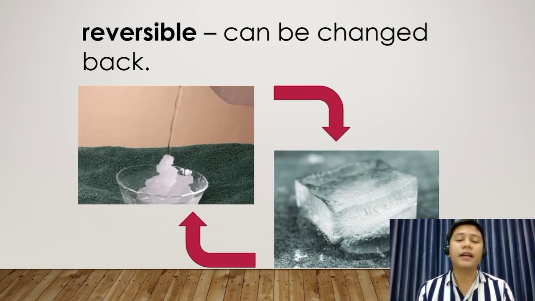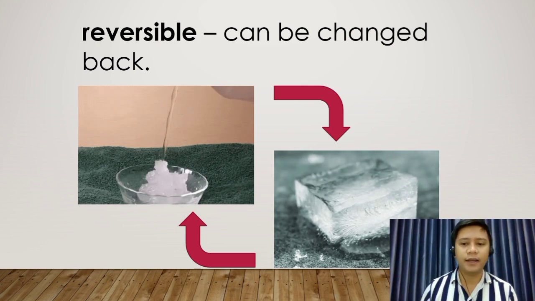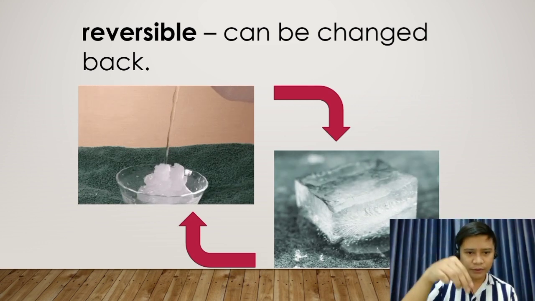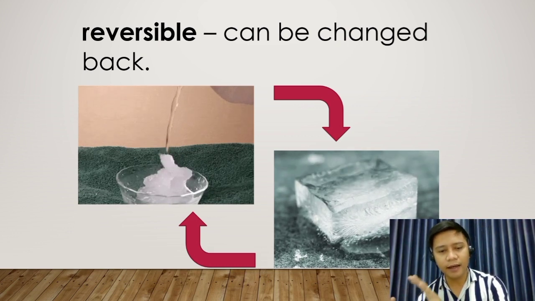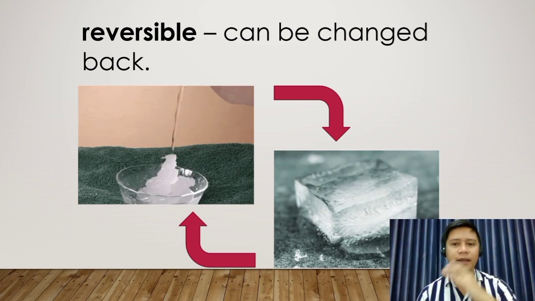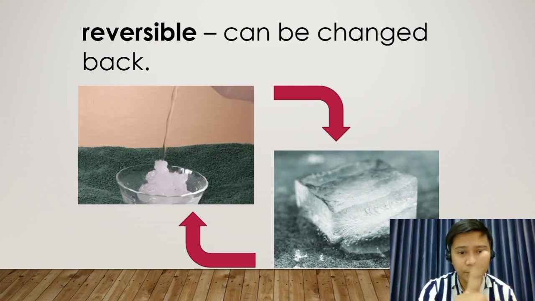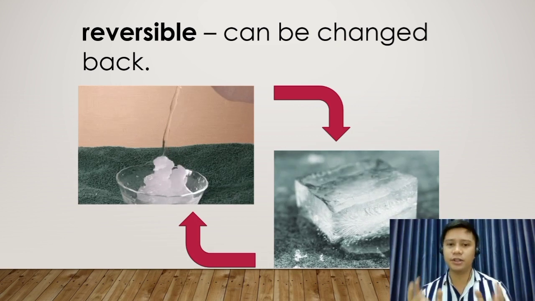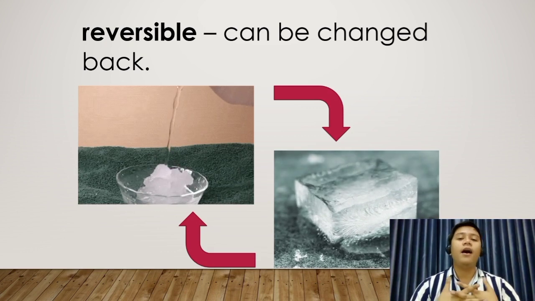Reversible. When we say reversible, it can be changed back. Let's look at the example. As you can see, the water will become ice, and in the other picture, ice will become water. So it's like a change back, by its physical nature. Again, the water will become ice, and then the ice will become water. So it can be changed back. This process or physical change is what we call reversible.